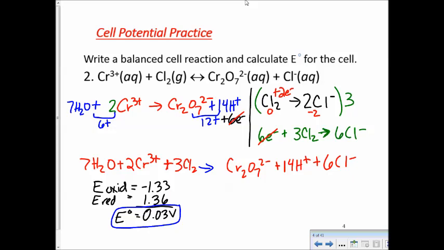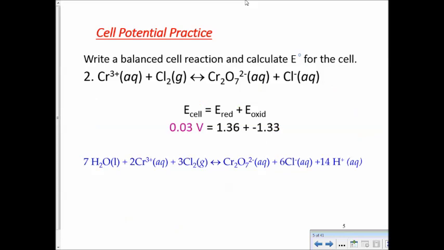Because it's a very, very low E cell. It's a very low voltage, yes. 0.03 is not going to give you lots of power. Probably don't want to make this one your battery, no. Here is our voltage, here is our balanced reaction.